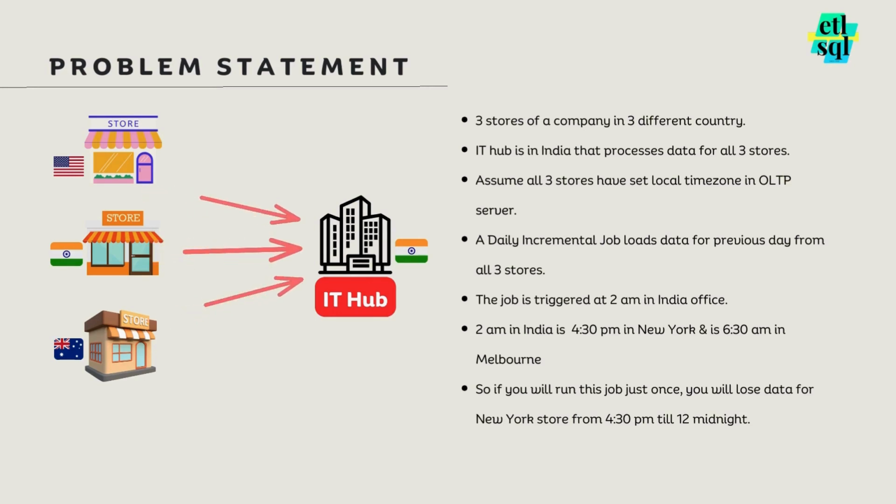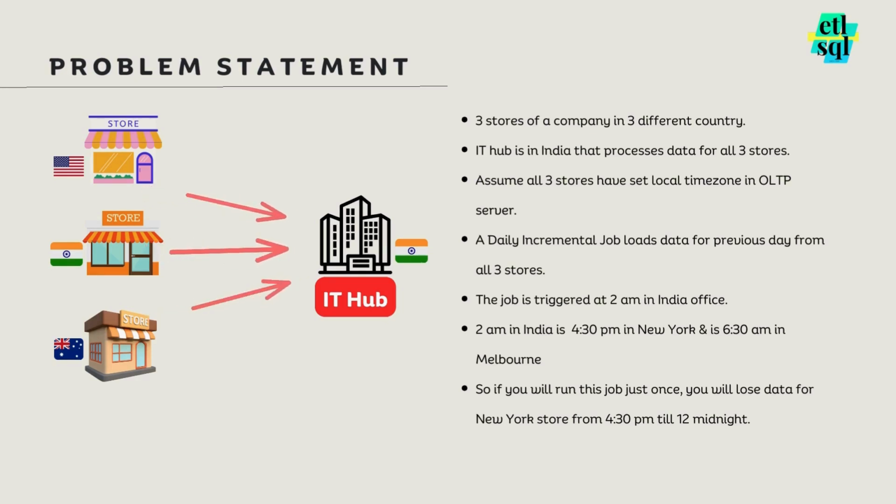Say that the job is triggered at 2 a.m. in India office. Now the 2 a.m. in India is 4:30 p.m. in New York and 6:30 a.m. in Melbourne. If I run this job at 2 a.m., I will be losing some data for New York City because it is still not 12 midnight in New York.